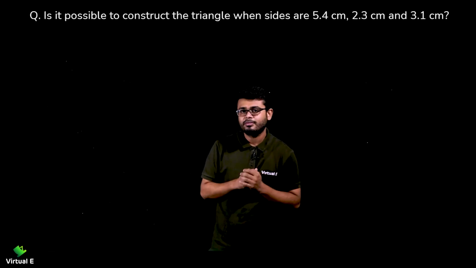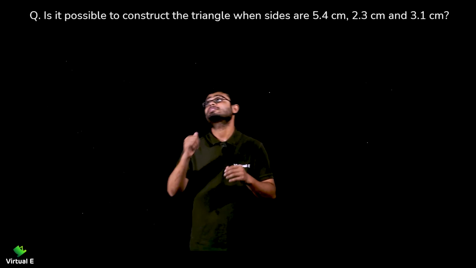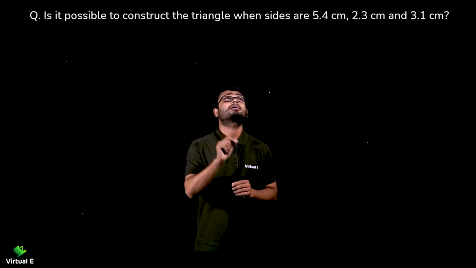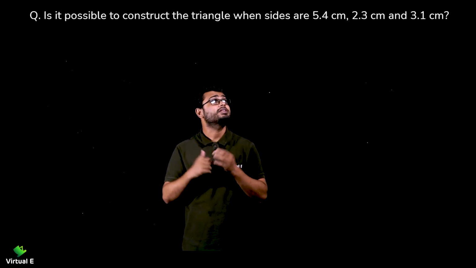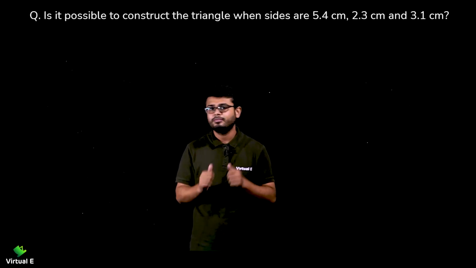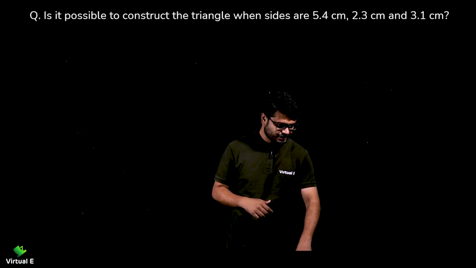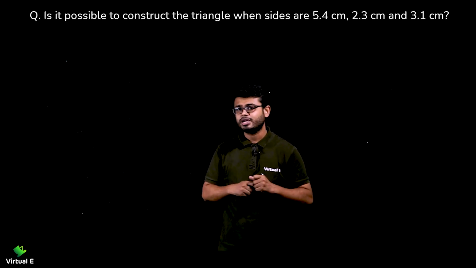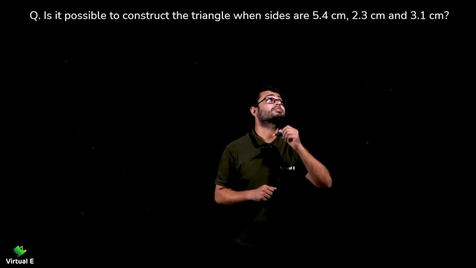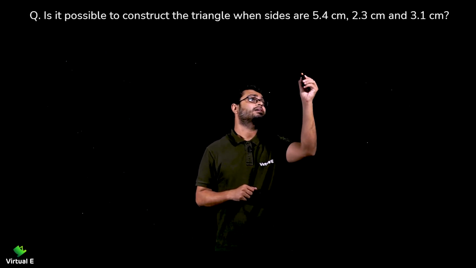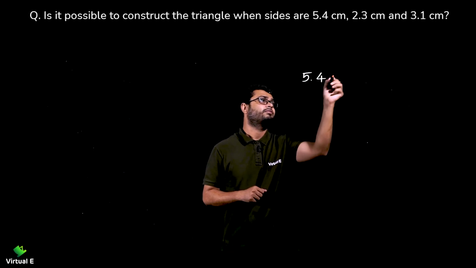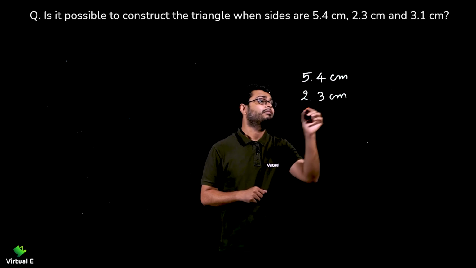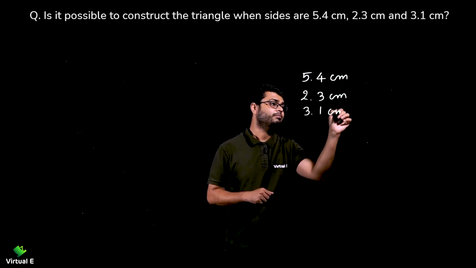Let's discuss one more problem related to the second theorem. Let's start with the question. Is it possible to construct a triangle when its sides are 5.4 cm, 2.3 cm and 3.1 cm? So three sides of the triangle are given and we need to check whether we can make a triangle with these sides or not. First of all, 5.4 cm, then 2.3 cm, and finally 3.1 cm.